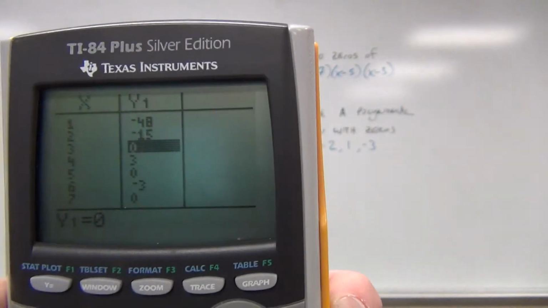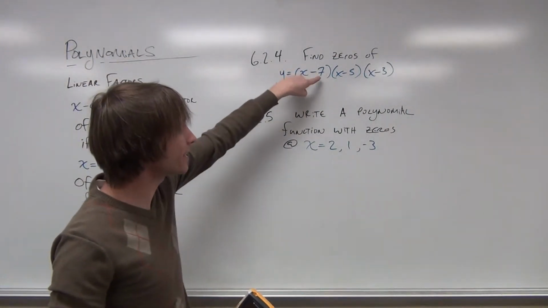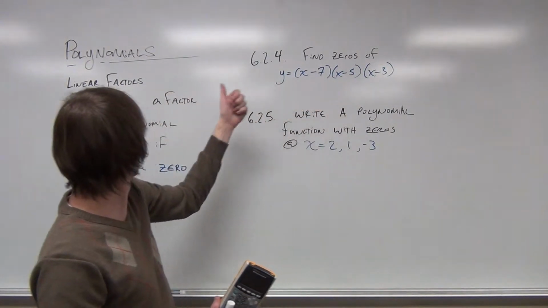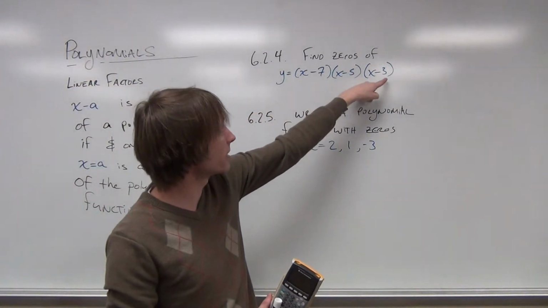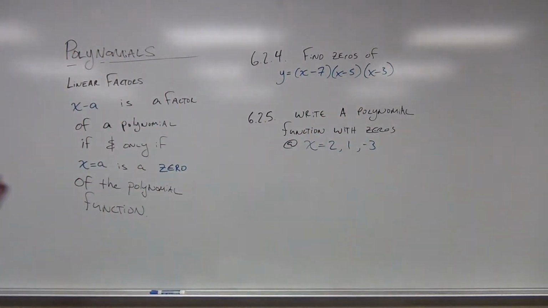Now notice the way that this looks. x minus a, so in this case x minus 7, so 7 is a zero. x minus a, in this case a is 5, and so 5 is a zero. x minus a, in this case a is 3, x minus 3, so 3 is a zero.